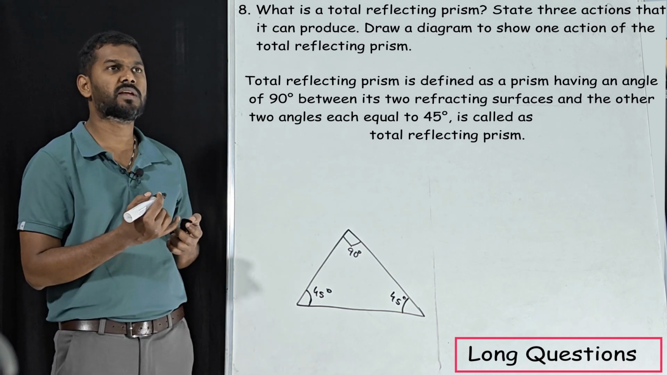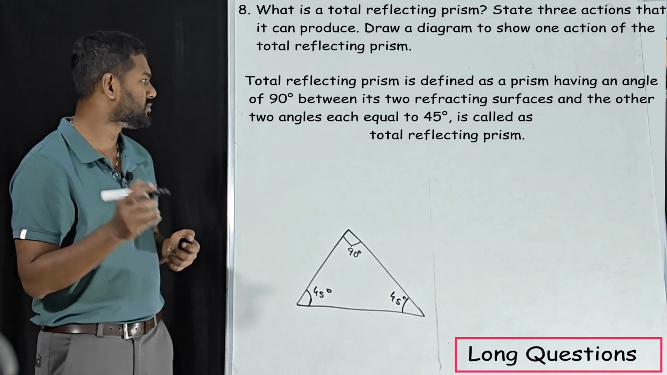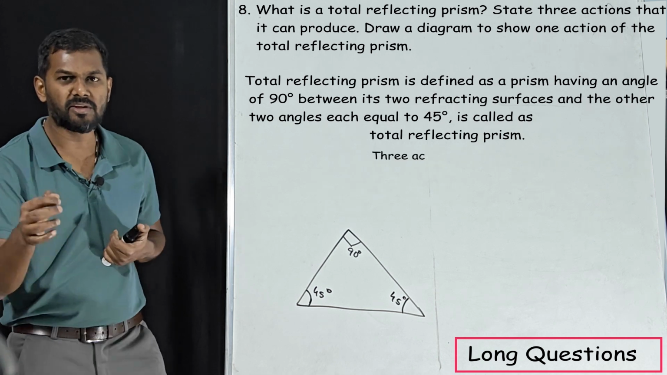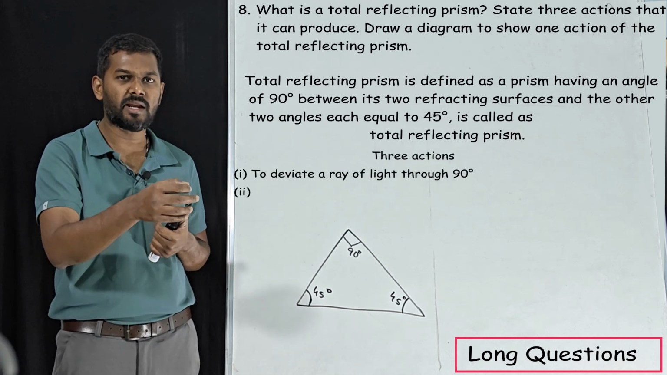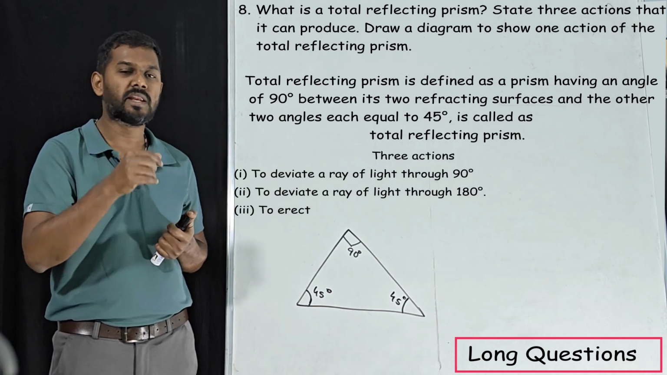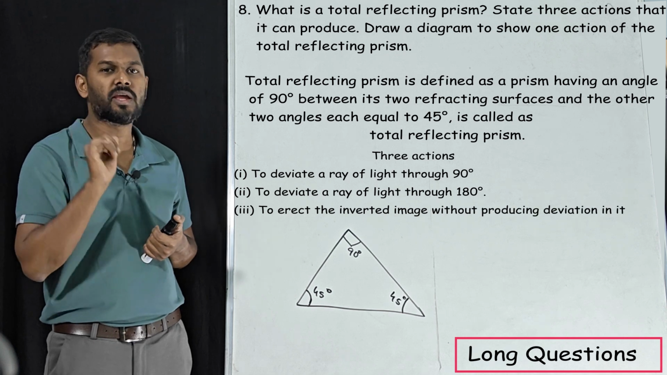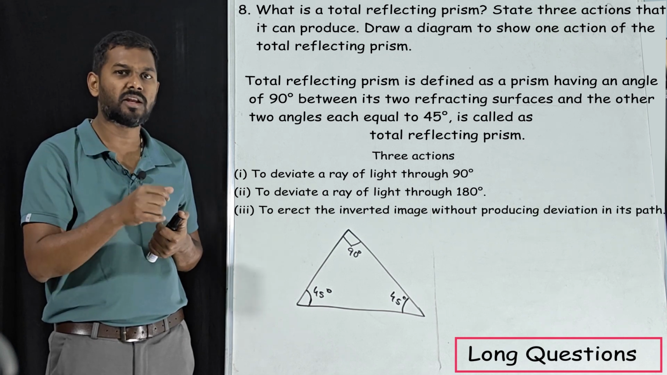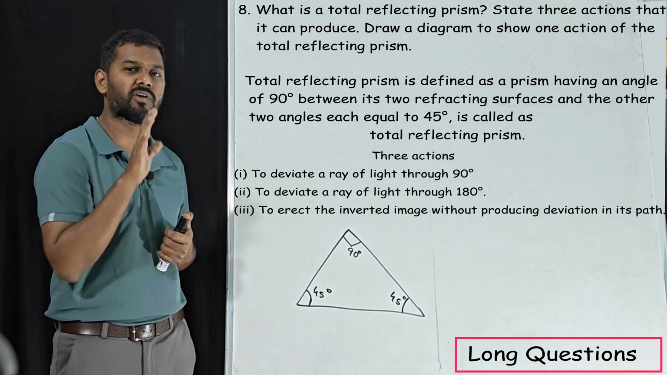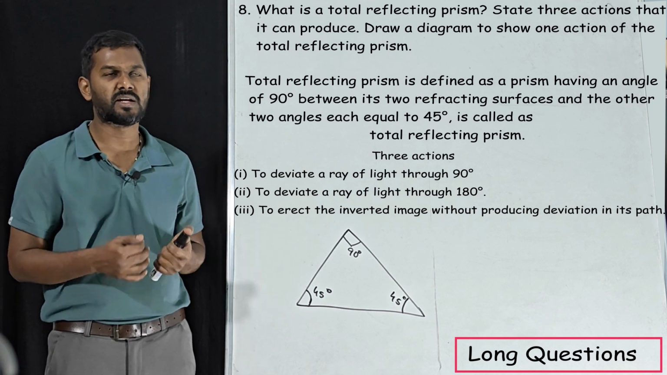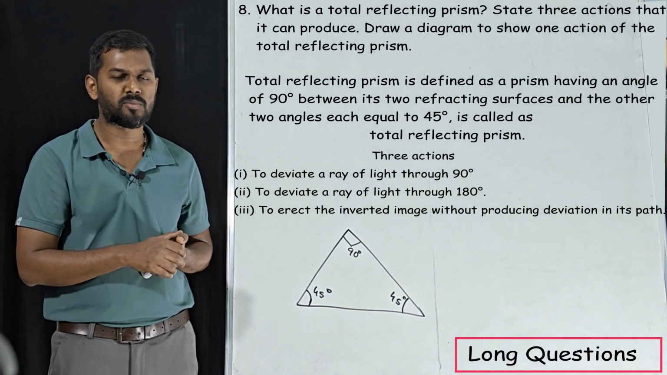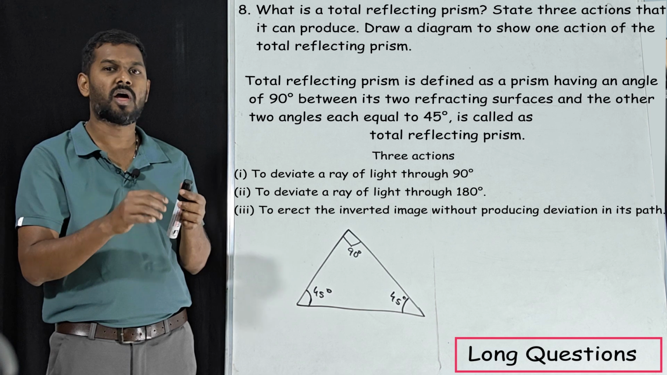Next, they are asking us to state three actions that it can produce. First, it can deviate a light through 90 degree. It can deviate a light through 0 degree. It can deviate a light through 180 degree. This is what we have learned in the concept video. These are the three deviations it can produce, and they are asking us to draw any one.